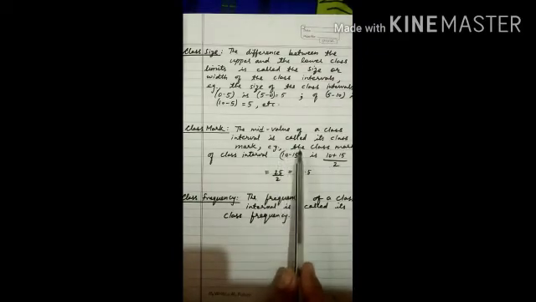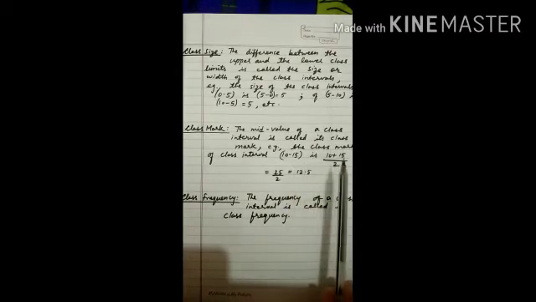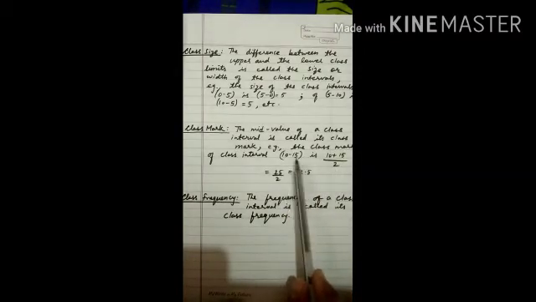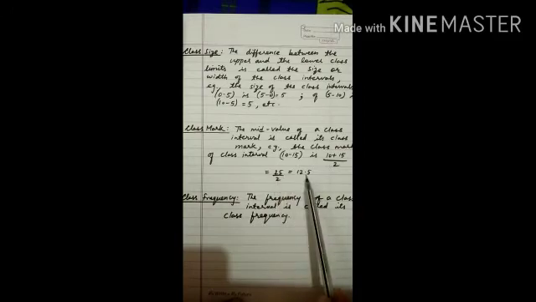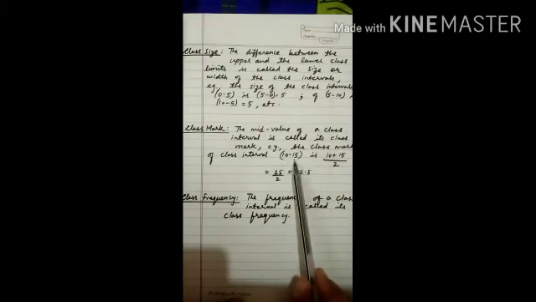For example, there is a class interval 10 to 15. How will we calculate its class mark? We will add the lower and upper limit and divide by 2. Lower limit is 10, upper limit is 15, so 10 plus 15 equals 25, and 25 divided by 2 equals 12.5. This is the class mark of the class interval 10 to 15.